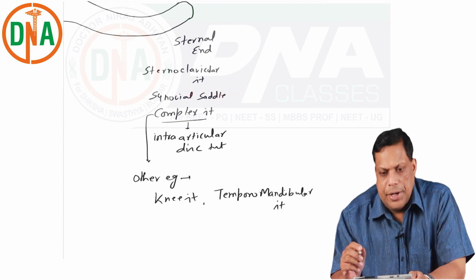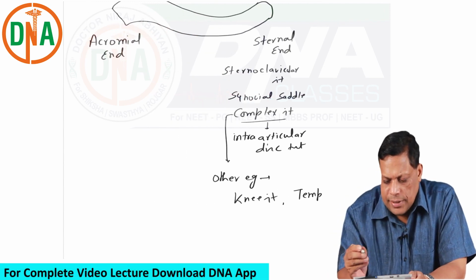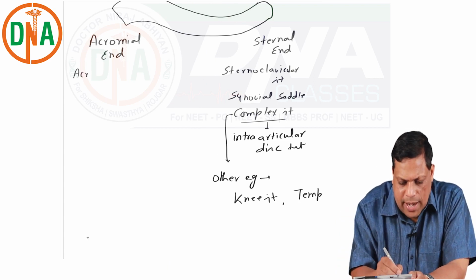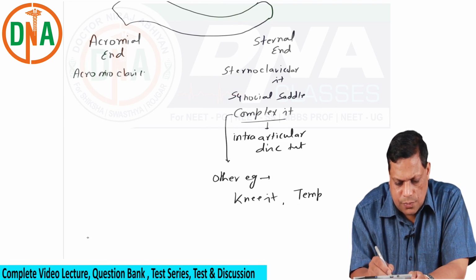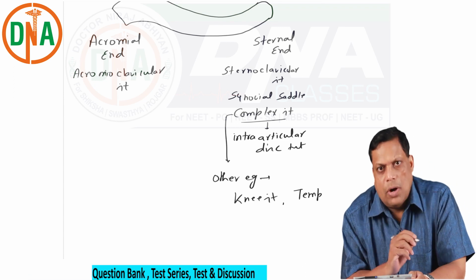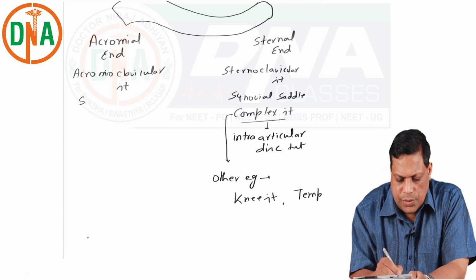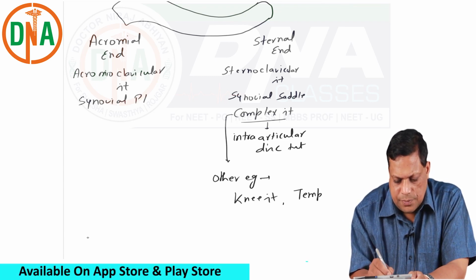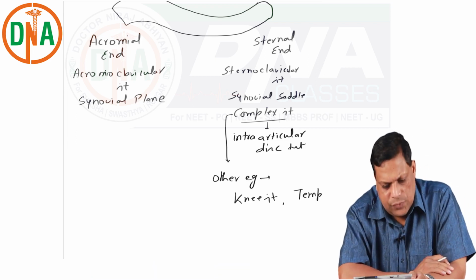This is the TM joint. Now the acromial end articulates with the acromion process of the scapula to form the acromioclavicular joint. What type of joint is this? Acromioclavicular joint. It is a synovial joint, plain variety, or a plain synovial joint.